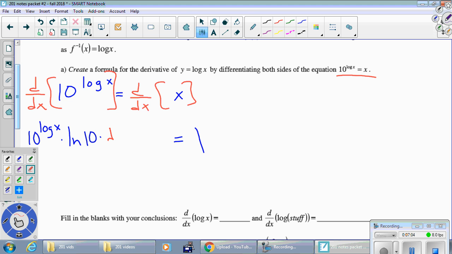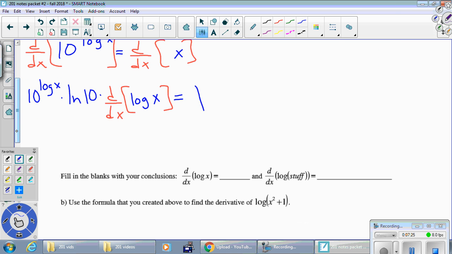So times the derivative of the stuff, and the stuff in this case is log of x. So we're just putting that in here, and the reason we're putting it is because we don't know what the derivative of log of x is. We might be tempted to say the derivative of log x is just 1 over x, but that was a specific derivative rule for ln of x. This is not ln of x, this is log of x. We don't know the derivative for log of x, but we're about to find it.